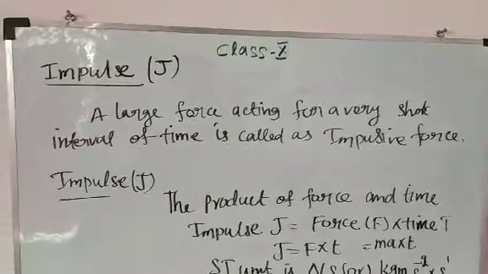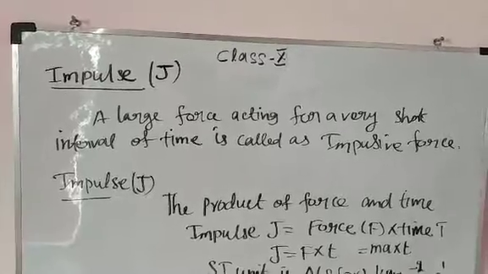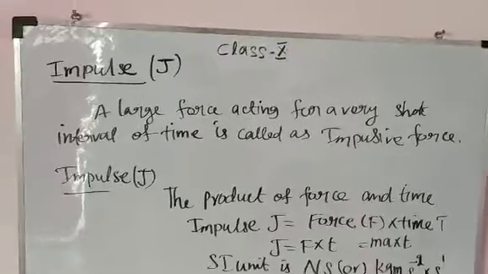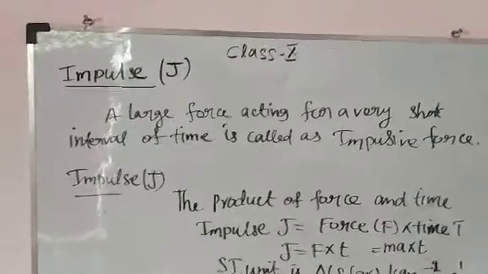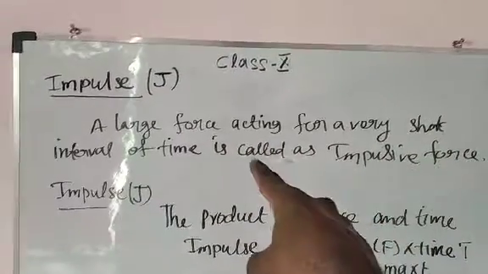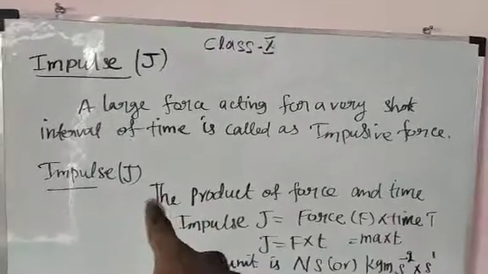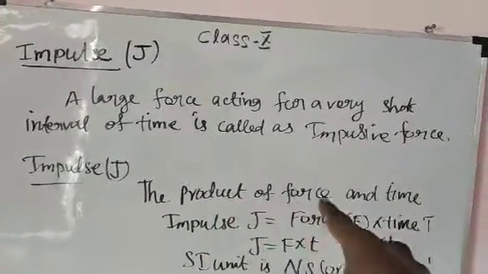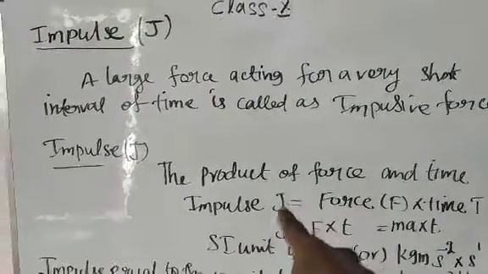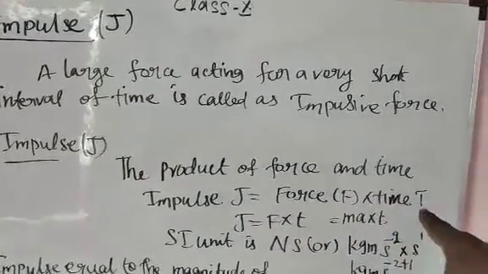Hi students, in this class I am going to explain impulsive force and impulse. What is impulsive force? A large force acting for a very short interval of time is called impulsive force. What is impulse? Impulse J is the product of the force and time. J denotes the impulse, equal to force F into time t.